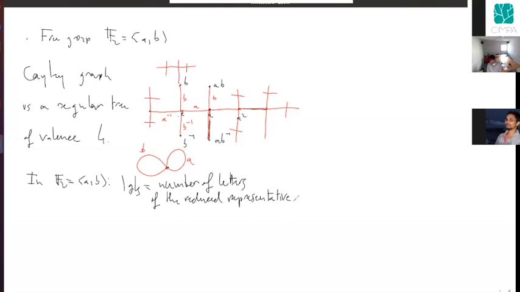Any questions about that? Sir, I had a question. Yes, please. So when we are looking at the generating set, we are considering modulo the inverses, is it? Exactly, yes. So here I didn't write down the inverse, but you have to add them.